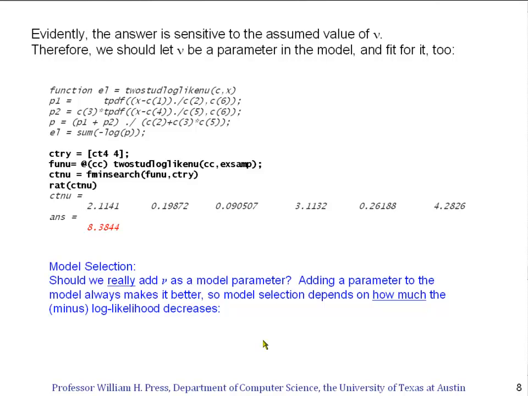Should we really add nu as a model parameter? Adding it makes the model much better. So the question of model selection isn't one of does the new parameter make the model better? A new parameter always will make the model fit better. But how much better does the fit become? How much does the log likelihood decrease?